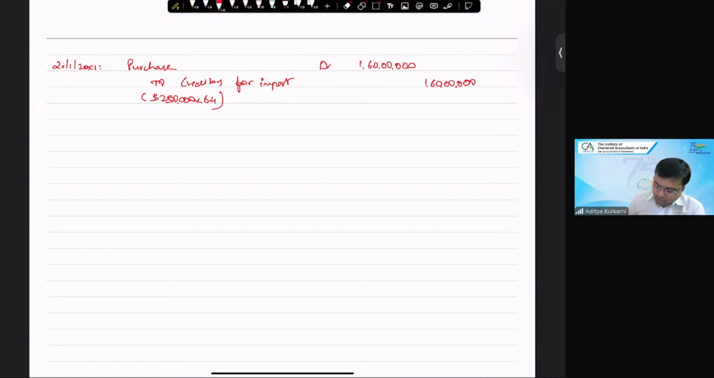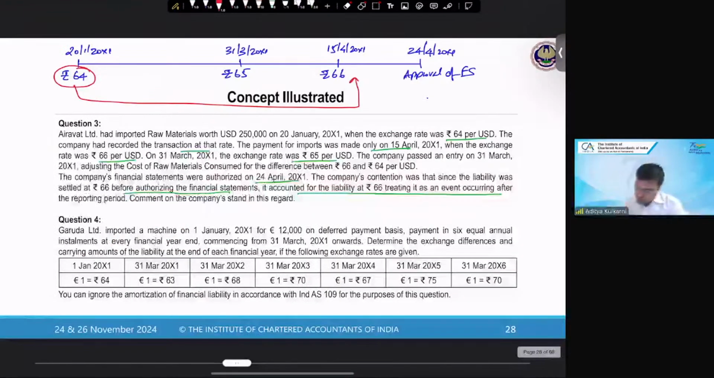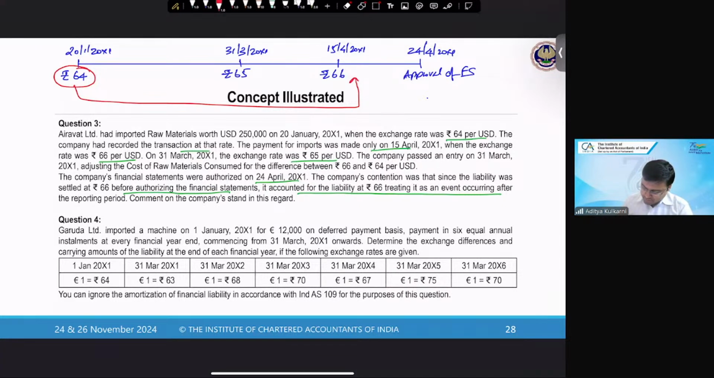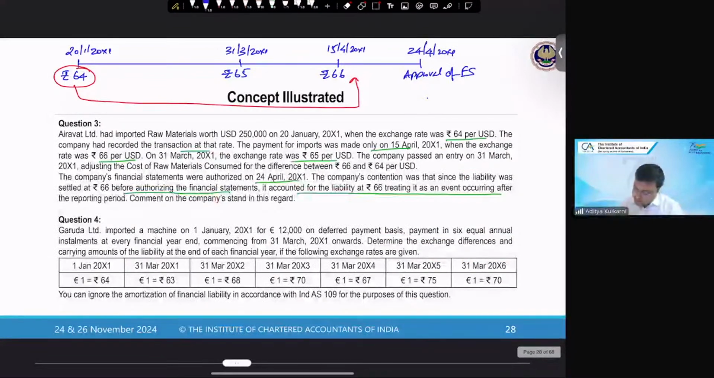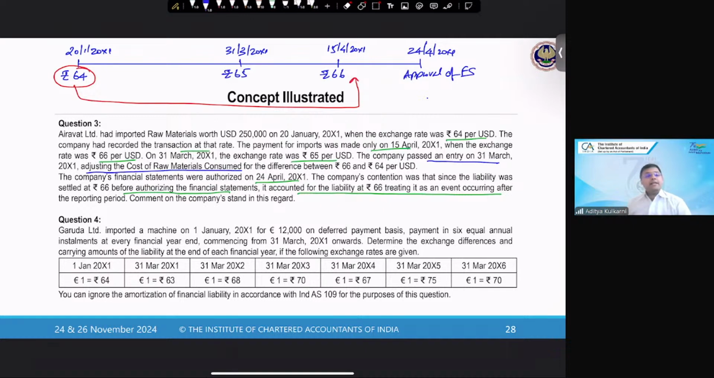Fine. Then what the company did was on 31st March 20X1, it passed the entry cost of goods sold account debit to creditors. Sir, the difference of 2 rupees, they adjusted in inventory cost, meaning they increased the inventory cost. Yes. So cost of goods manufactured debit, not inventory cost. Look at the words: the company passed an entry adjusting the cost of raw materials consumed.